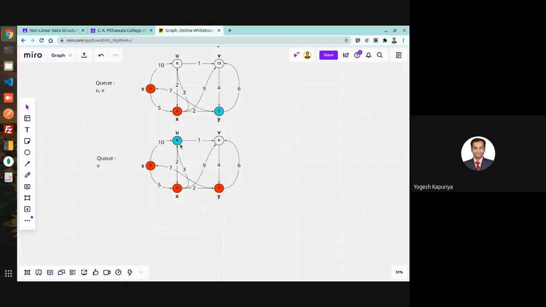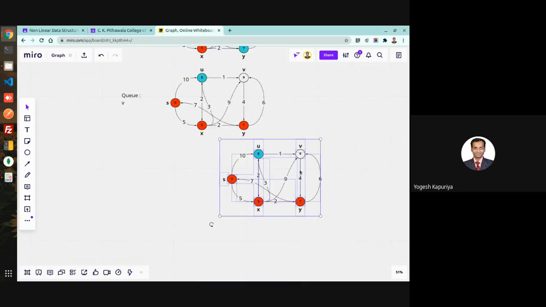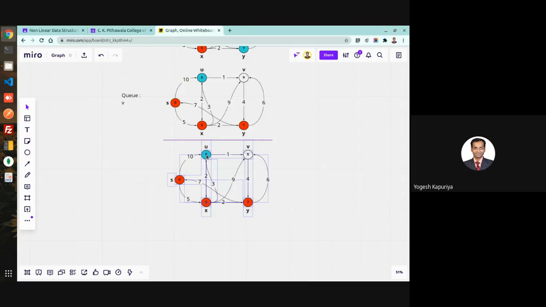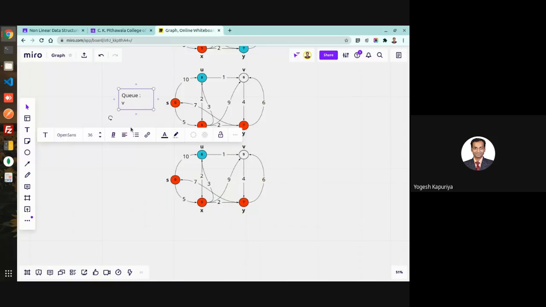Next is this vertex. So this is 8 plus 2, but the other vertex is not a part of Q, so you will ignore it. So this will be the status after this iteration. Then you have one more vertex in the queue. Remember, you are going to repeat this till your queue is empty.